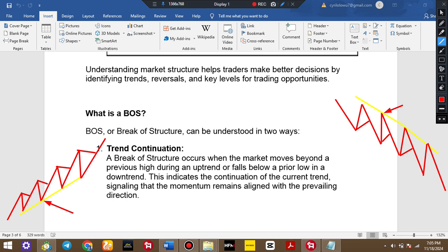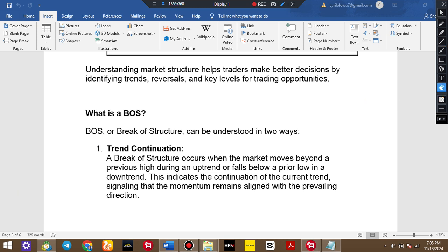Then this same process keeps repeating itself all the way down. So now you can see the advantage of having the knowledge of what market structure is and how you can identify a continuation trend and the reversal trend. All I just explained now is on the trend continuation. Exactly. This indicates the continuation of the current trend, signaling that the momentum remains aligned with the prevailing direction.